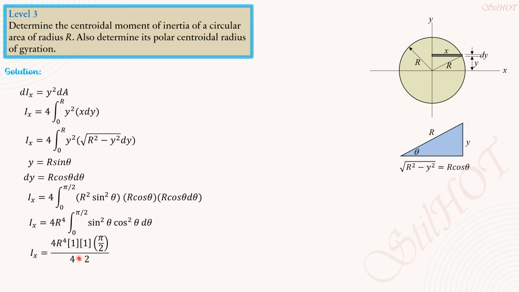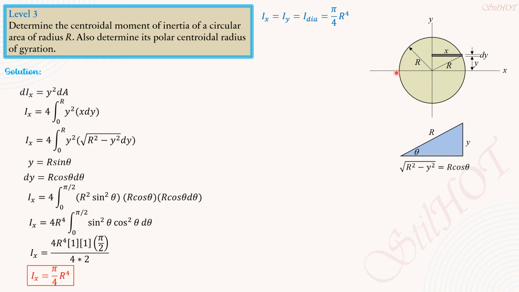Cancelling out 4, the moment of inertia with respect to the x-axis is pi r to the fourth over 2 times 2, 4. So that's the centroidal moment of inertia of a circular area. It happens that the x-axis is passing through the centroid of the circle as well as the y-axis. So note Ix equals Iy equals the moment of inertia with respect to any diameter. So I will explain this further.